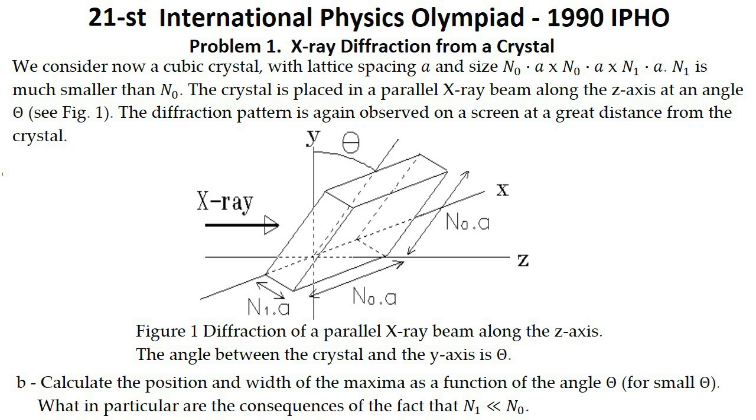Question B. Calculate the position and width of the maxima as a function of the angle theta, for small theta. What in particular are the consequences of the fact that N1 is much less than N0?